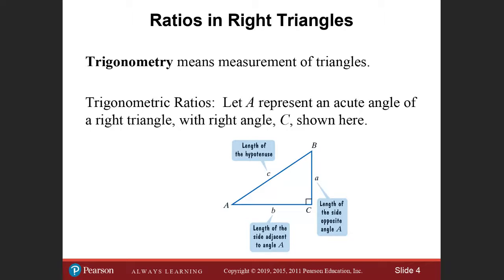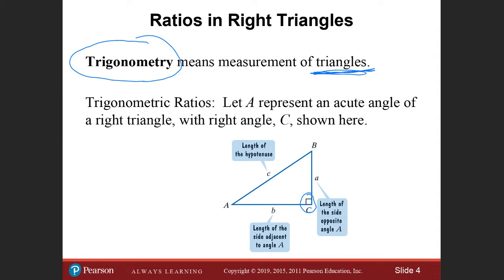Right triangles. First, let's define what is trigonometry. Trigonometry means measurement of triangles. Now, here we're looking at the right triangle. You can see we have a 90 degrees angle here, the small square.